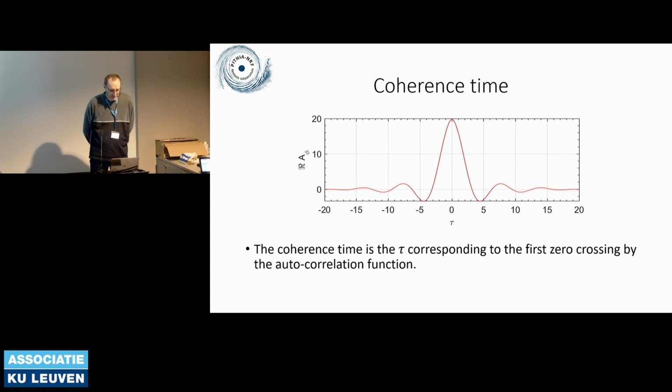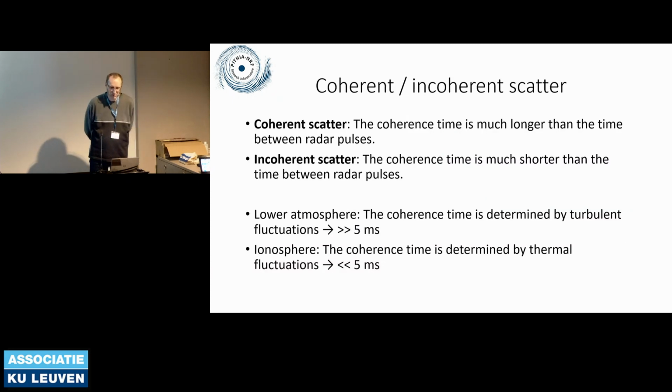It's all about the coherence time, and that's a time corresponding to the first zero crossing of the autocorrelation function, and this is important because the difference between coherent and incoherent scatter lies there. In coherent scatter, the coherence time is much longer than the time between the radar pulses, and in incoherent scatter, it's much shorter than the time between radar pulses. In the lower atmosphere, the coherence time is determined by turbulence, more or less, so it's much longer than 5 milliseconds, and in the ionosphere, it's determined by the thermal fluctuation, so it's much shorter than 5 milliseconds.